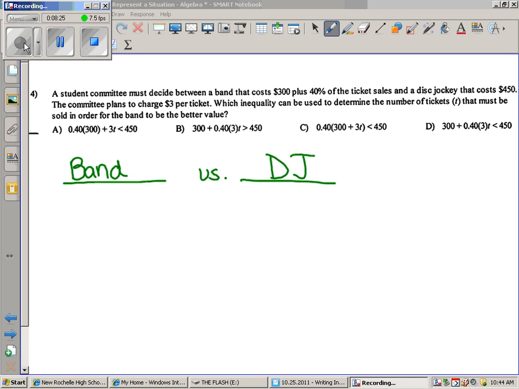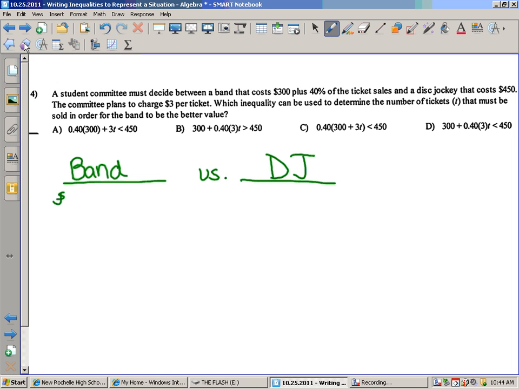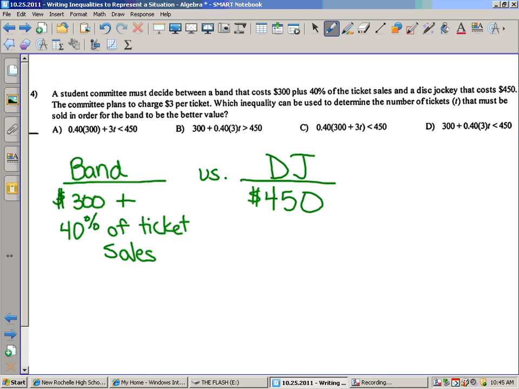So a student committee must decide between a band that costs $300 plus 40% of the ticket sales, or a DJ, a disc jockey, that costs $450. Did you know that's what DJ stands for? Now, who do you think is going to be cheaper?